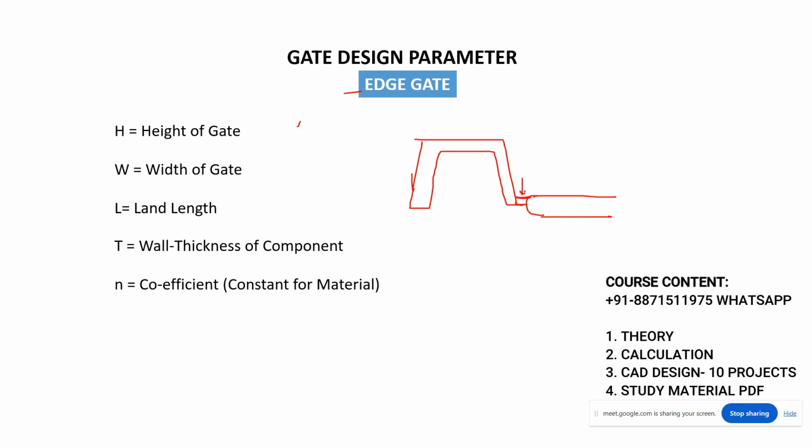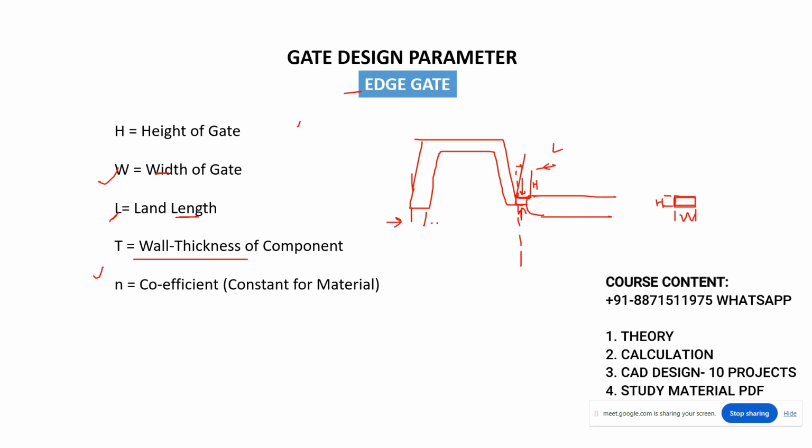So this is the height. If I take the cross section of this, you will get the cross section like this, right or wrong? So this will be the height and this is the width. This is the width, this is the height, and this will again be the height, right? Land, which is the length. From this point to this point, it is the length. T is nothing but the wall thickness of the component.